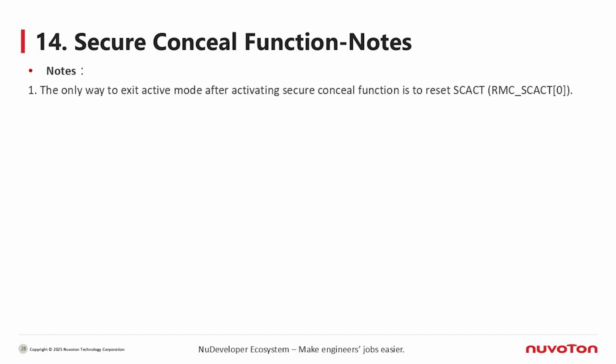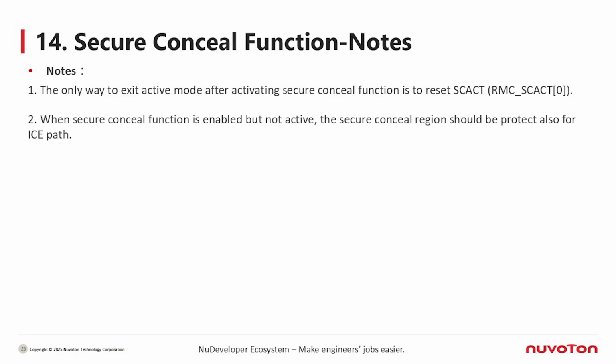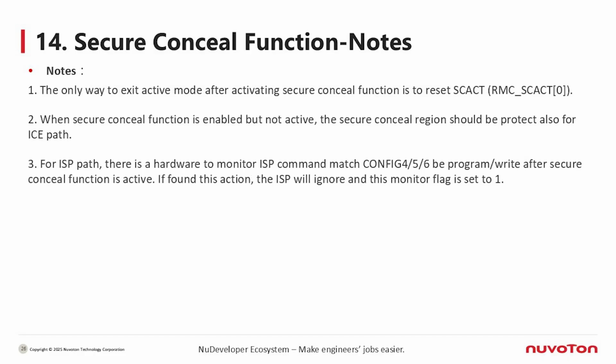1. The only way to exit active mode after activating secure conceal function is to reset SC-ACT bit field. 2. When secure conceal function is enabled but not active, the secure conceal region should be protected also for ICE path. 3. For ISP path, there is a hardware to monitor ISP command match, config 4, 5 and 6 program and write after secure conceal function is active. If found this action, the ISP will ignore, and this monitor flag is set to 1.